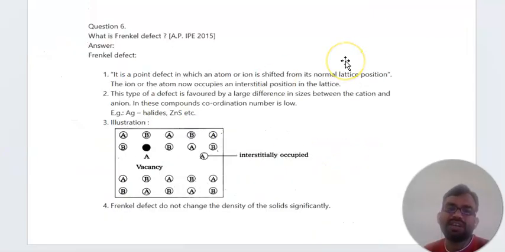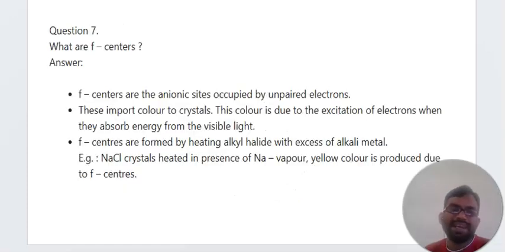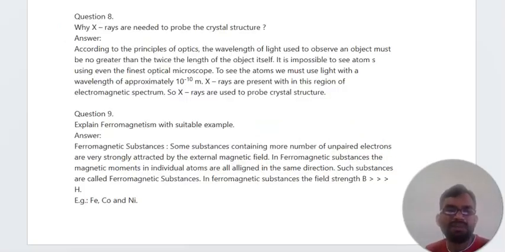Next one, what is the Frenkel defect? This is a compulsory question in the IPE exam in both states, Telangana and Andhra Pradesh. You can see this structure is very important. From the structure only you need to understand, then you can write your theory parts. Next question is what are F centers? You can discuss more about it, and you can learn about this question.